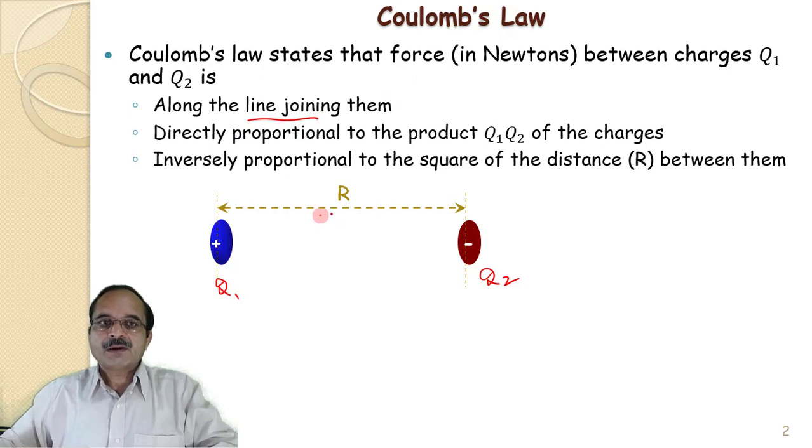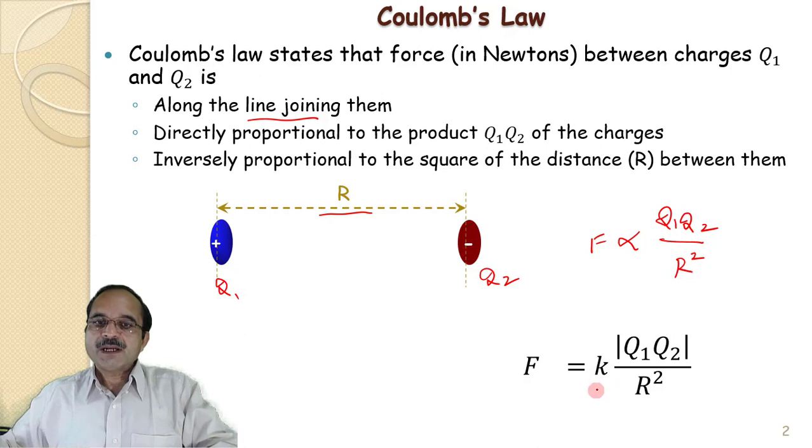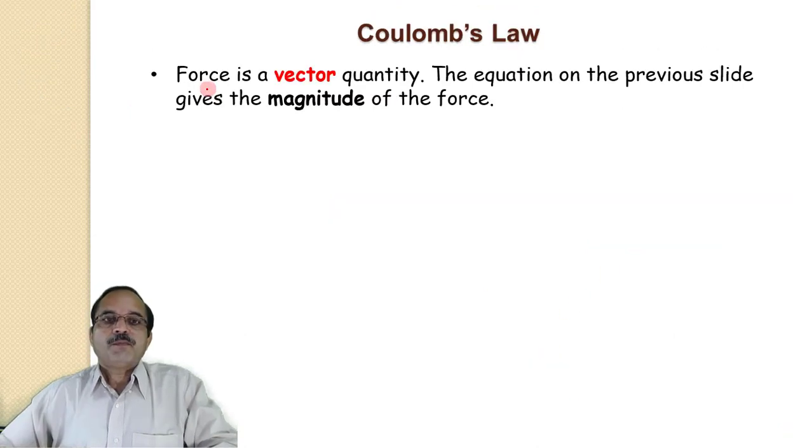That means along this line R, and it is directly proportional to the product of Q1 and Q2, and it is inversely proportional to the square of the distance between them. And the proportionality constant is K. Force is a vector quantity, and in the previous slide, it was represented in terms of magnitude.